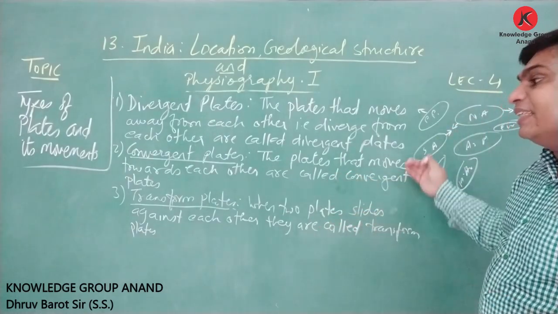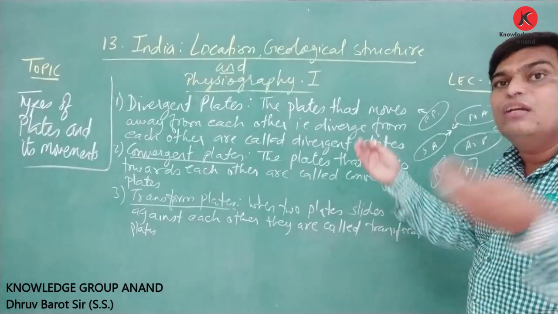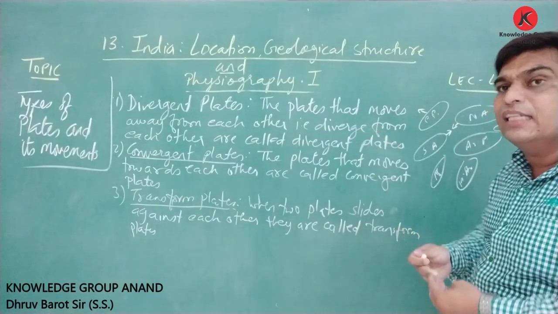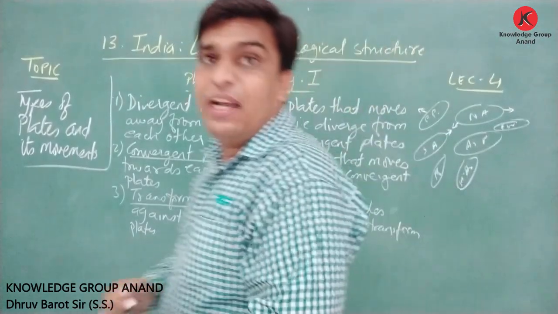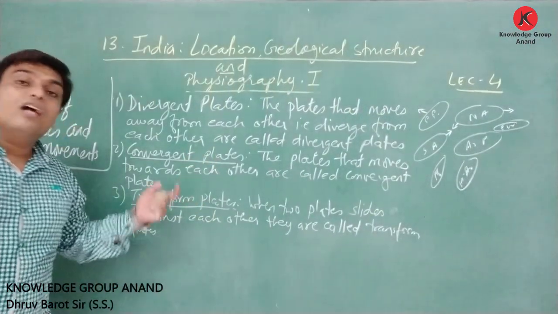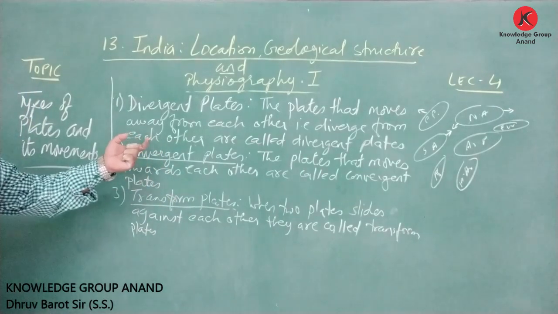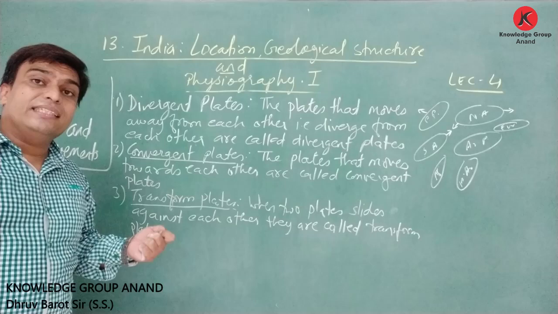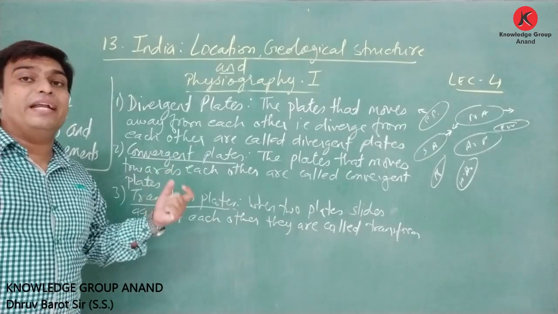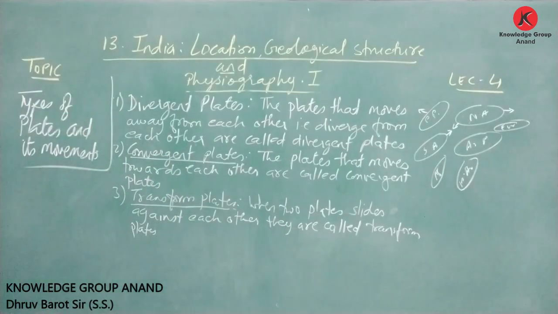And when two plates slide against each other, when they are sliding between each other, then they are known as transform plates. So friends, this is the information about the movement of these plates. Now let us understand about the effect of this movement on Earth.